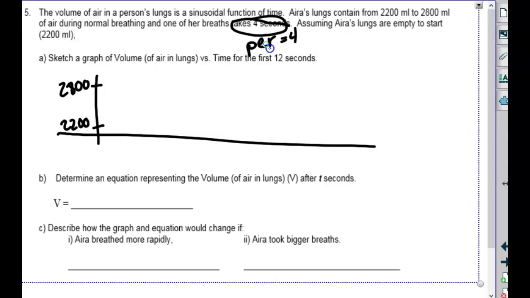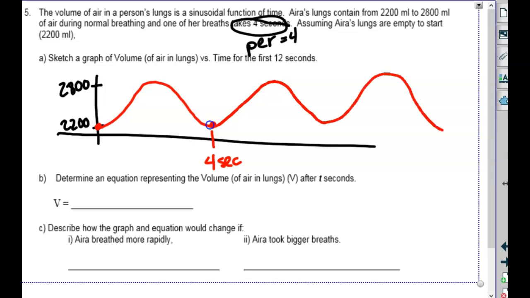Assume her lungs are empty, which is 22 hundred milliliters to start. Oh, that makes it interesting. I don't think we necessarily need a phase shift then, do we? So she takes a breath. She empties it back out, and what point in time is that? 4 seconds. It says to sketch a graph for the first 12 seconds, so what should happen? Ooh, dear, mine's really bad. Well, that was fun. Okay.